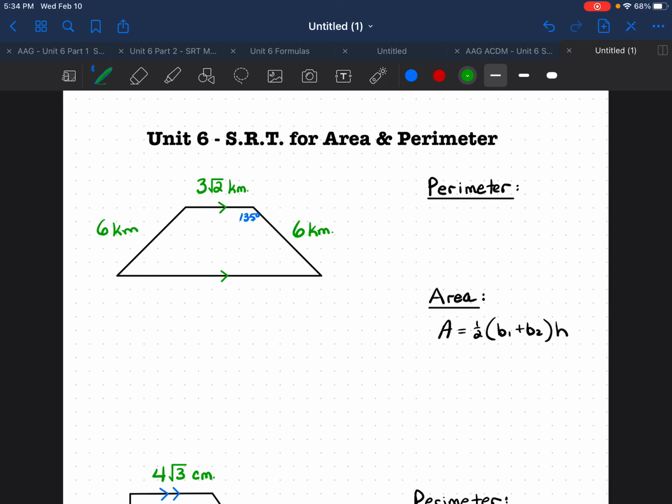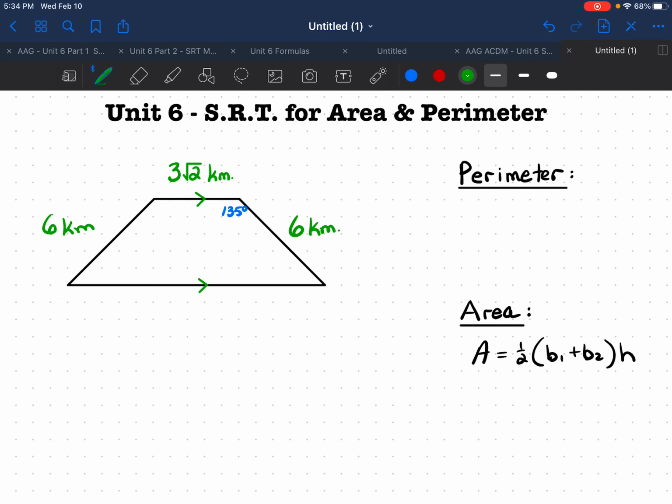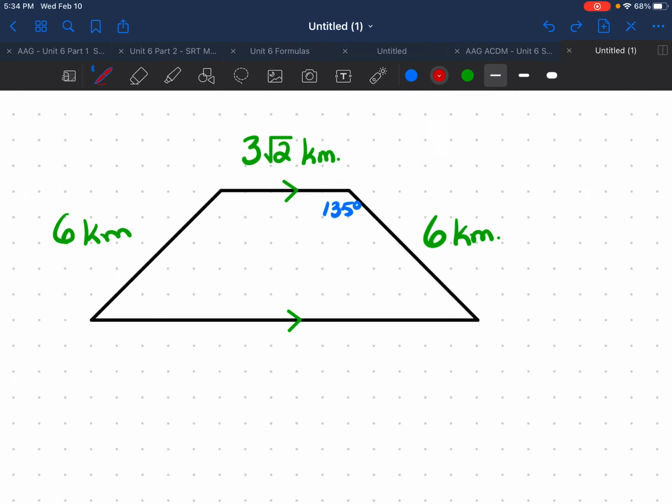We're still working with special right triangle rules, and we're incorporating that into area and perimeter. So I want to use that to try to find the area and perimeter of trapezoids, okay? We're going to use our trapezoid formula each and every time, and the perimeter will be the sum of the outside lengths. Now, with that being said, I have to remind you of something important.